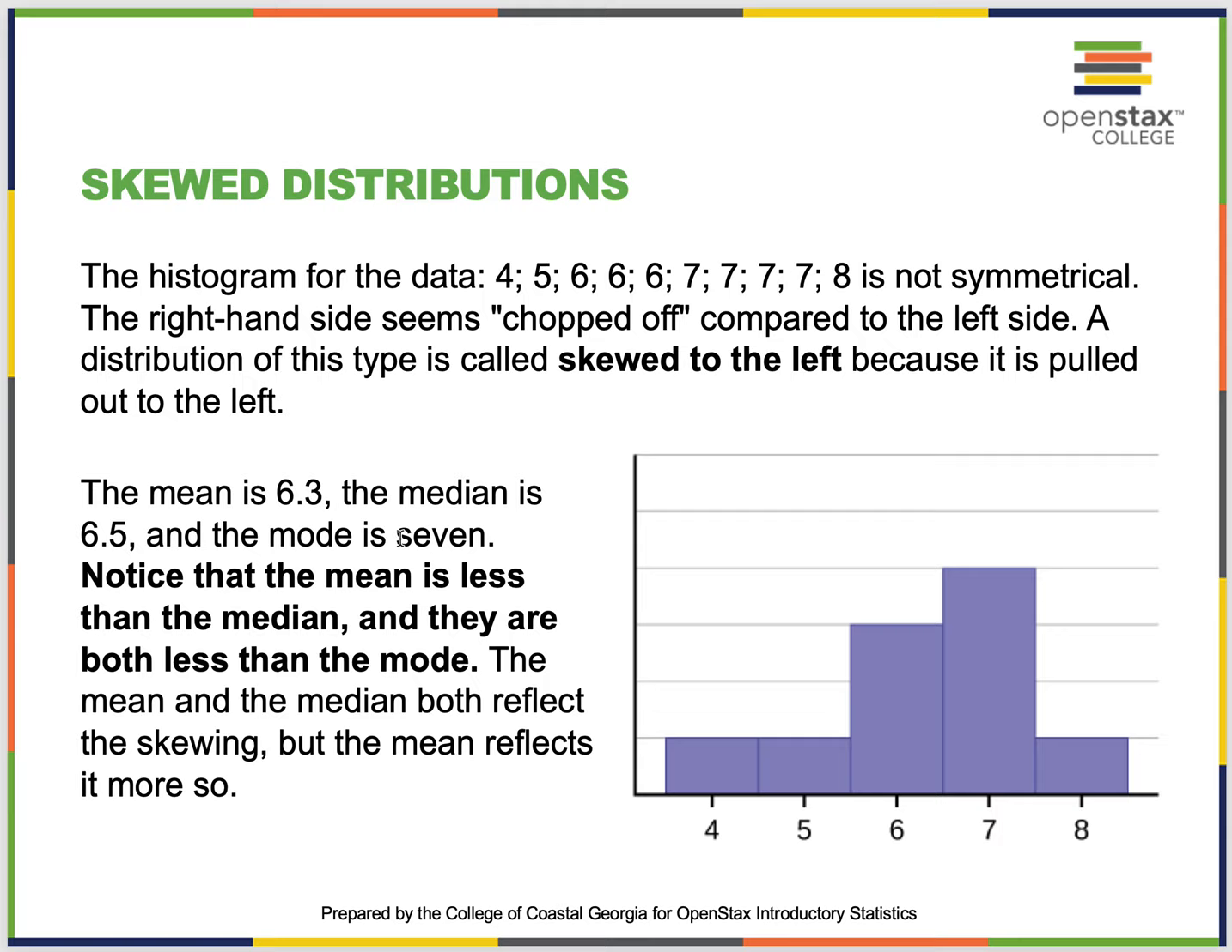I don't know why they write it like this, writing the mode as a word and everything else as a number. They should write it as a number too. Write them all the same. It's 4. There's 4 sevens, that's the most, so it's 7. 6.3, 6.5, and 7. Notice that the mean is less than the median, and they are both less than the mode. The mean and median both reflect the skewing, but the mean reflects it more so.